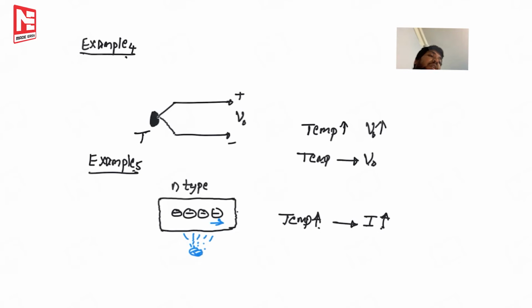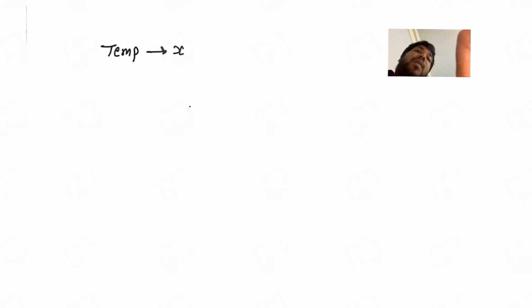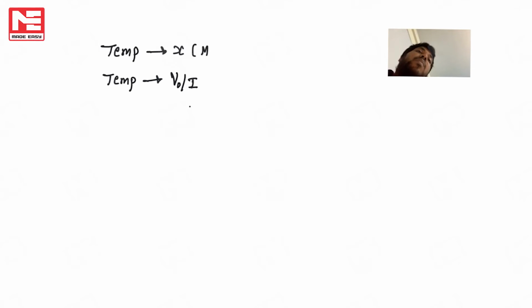Now let me conclude the topic here. As I said, in the first 3 examples, temperature is converted into displacement. And in the next 2 examples, that is the fourth example and fifth example, temperature is converted into electrical output, either voltage or current, right? So what you understood here? In the first 3 examples, we got the output as a mechanical quantity. And in the next 2 examples, we got the output as an electrical quantity.